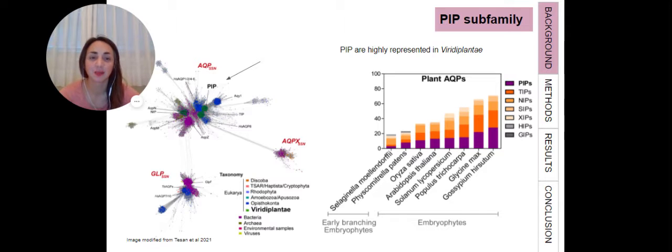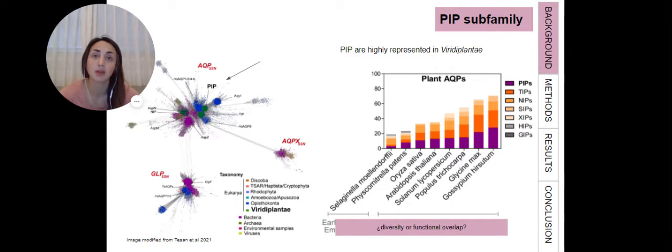PIP are highly represented within plantae. About 10 to 30 PIP genes are encoded by embryophyte species, as can be seen in violet. They are found even in members of early plant lineages such as Selaginella and Physcomitrella. For years, efforts have been focused on elucidating whether this great multiplicity of isoforms implies diversity or functional overlap.